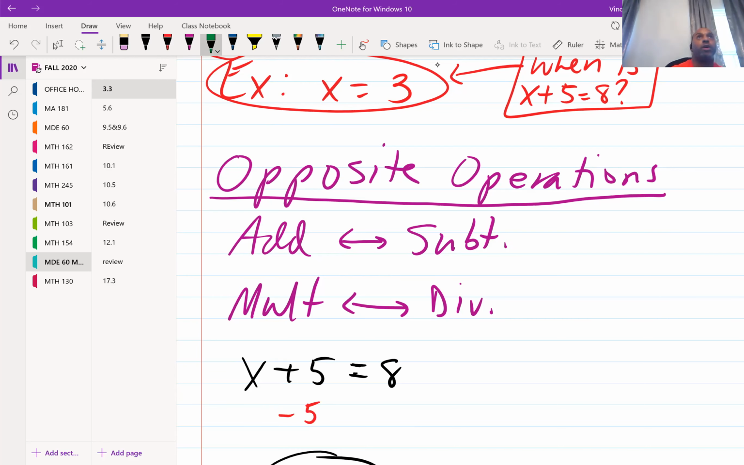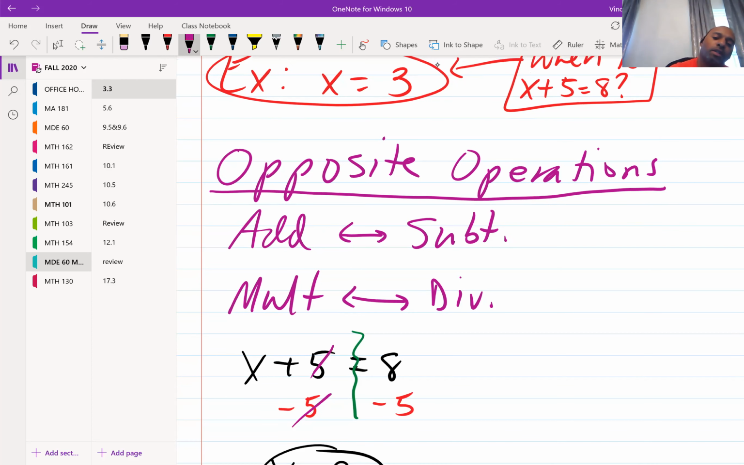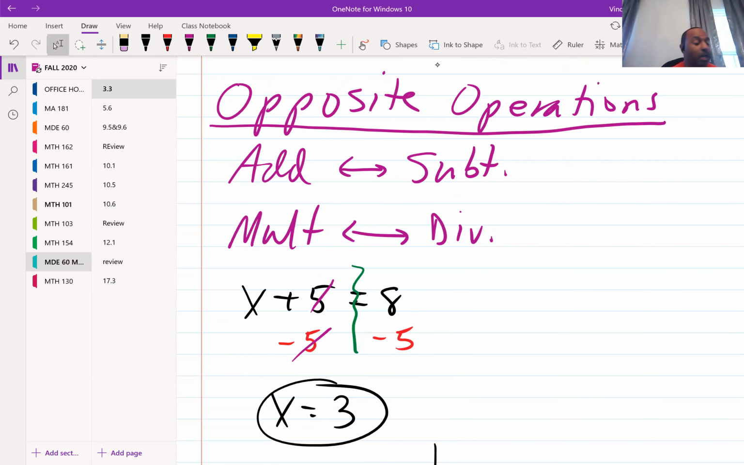Also, our equation is split into two sides by our equal sign: the left side and the right side. That's important because whatever you do to the left side of your equal sign, you have to do to the right side in order to keep your equivalency. So if I subtract 5 on the left side, I also need to subtract 5 on the right side. The 5's cancel on the left. 8 minus 5 on the right is 3, and that's how I get my solution: x is equal to 3. That is the foundation of solving equations. Your goal is to get your variable by itself, and you will do so by performing the opposite operation to each side of your equation.